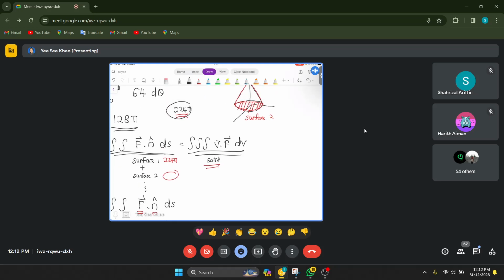What is the equation to represent this surface? Z equals to? Anyone? Z equals 4 minus square root of x squared plus y squared. That one represents the slanted surface of the cone. For surface 2, z is equal to 0. Do you agree?